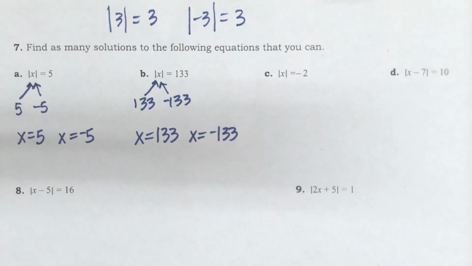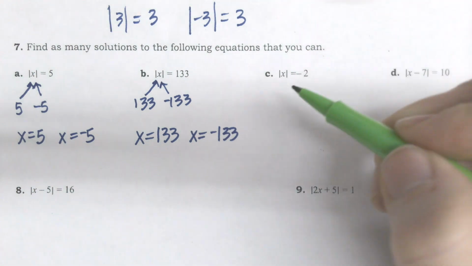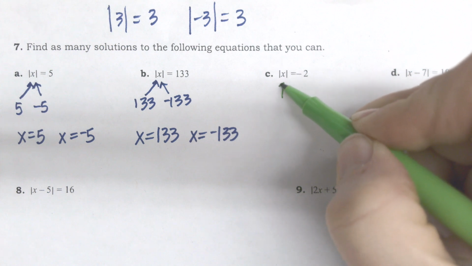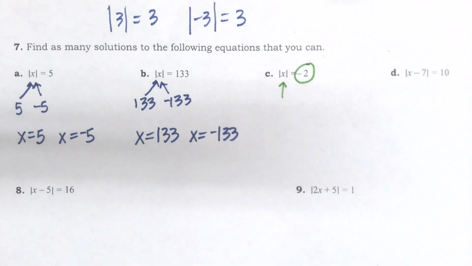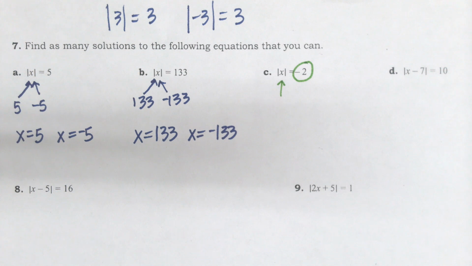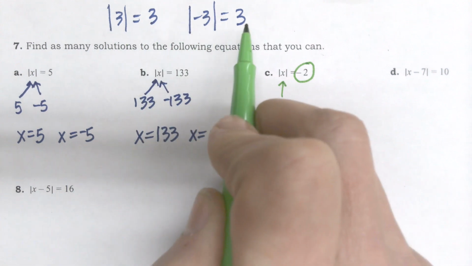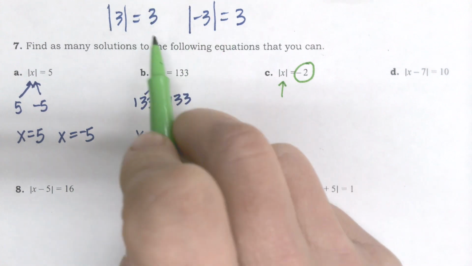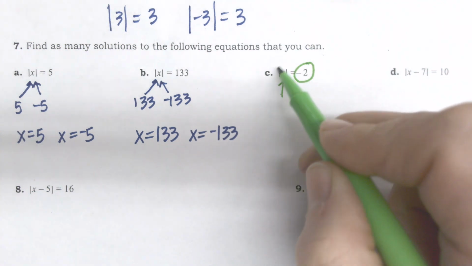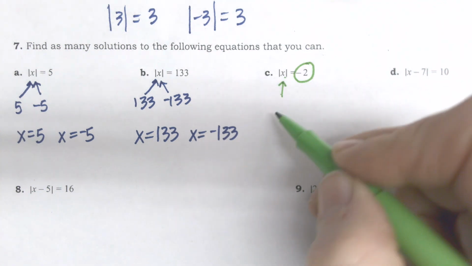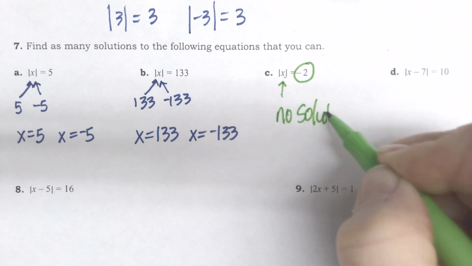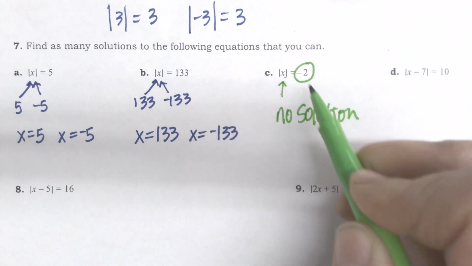Now I have to watch out for a couple of tricky situations. One of those is in part C. When will an absolute value equal a negative number? Never. This will never produce a negative number, because absolute values are always positive. Their end results are always positive. So if the absolute value of a number comes out to be negative, we say this is no solution. So watch out for those tricky ones.